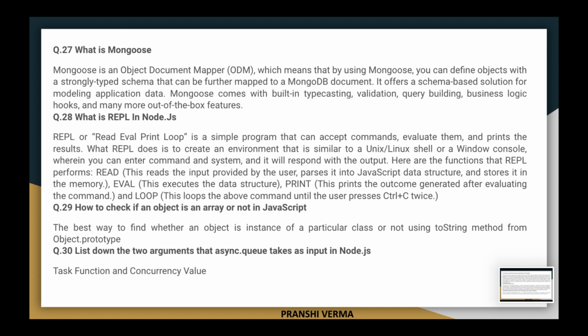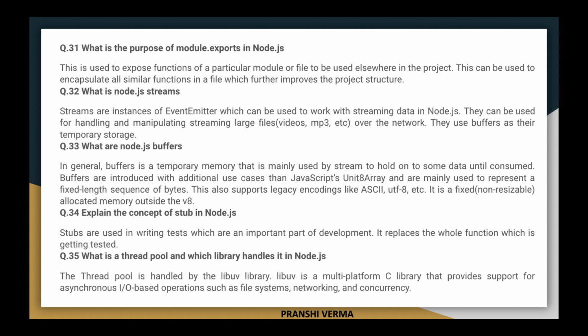Concurrency, this argument specifies the maximum number of tasks that can be processed concurrently. It represents the maximum number of workers that can be running at the same time. If the number of tasks in the queue exceeds the concurrency limit, the remaining tasks will be queued and executed as soon as a worker becomes available. Alright, let's jump on the next slide. Next question is, what is the purpose of module.exports in Node.js?